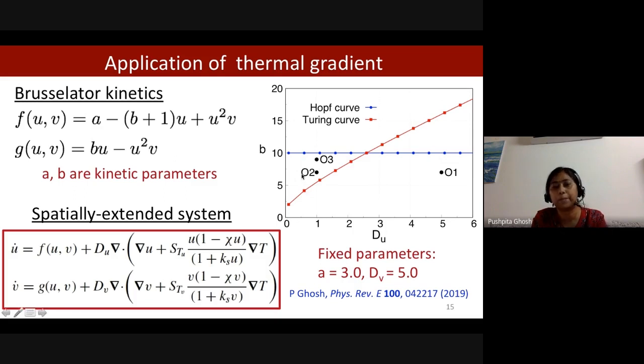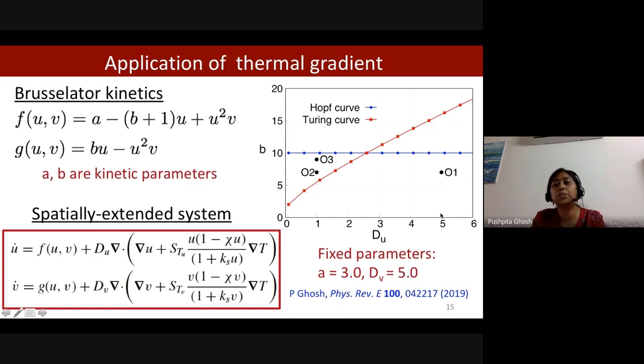And now there are points O2 and O3 which I have chosen here. These are the points in the Turing region, and there is a point mentioned in this bifurcation diagram by O1, where you could see the value of D_u is 5, which corresponds to the situation where diffusion driven instability is not possible, because the diffusion coefficient of both the activator and the inhibitor, which here you could see D_v is also 5.